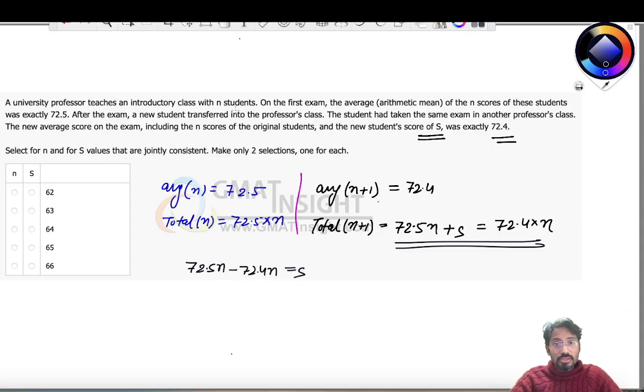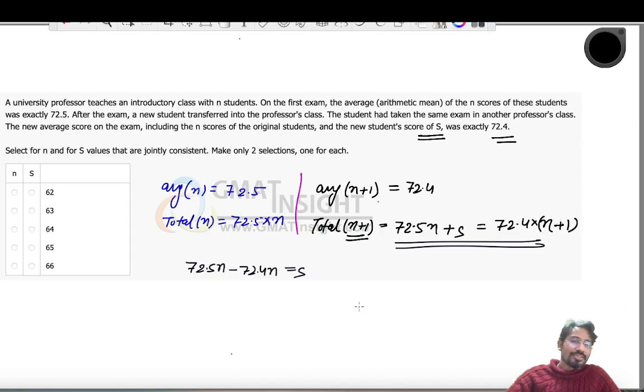And oh, there is a mistake that I've made. What? When I wrote 72.4 into n, it should have been n plus 1 actually. Why n plus 1? Because the total number of students has now become n plus 1. So many a times it happens that we sometimes make mistakes, but your job is to understand where the mistake is being made. Like I did make a mistake here, but I improvised. Now, what exactly are we getting here? What we are getting is, okay, this plus S is equal to 72.4. So I have 0.1 of n plus S is equal to 72.4.